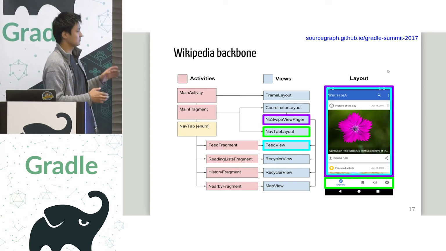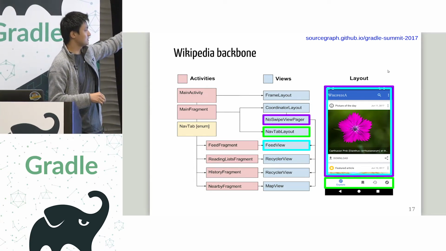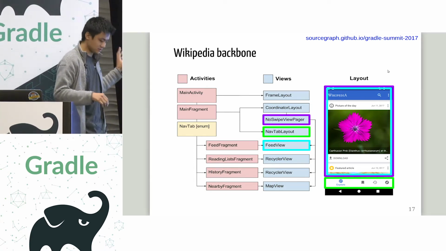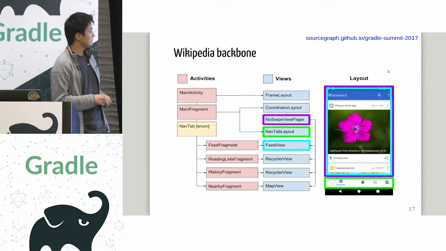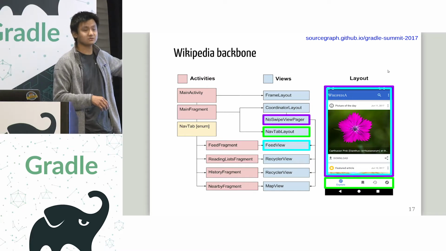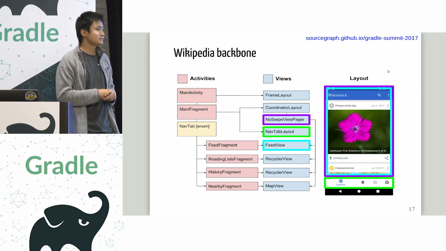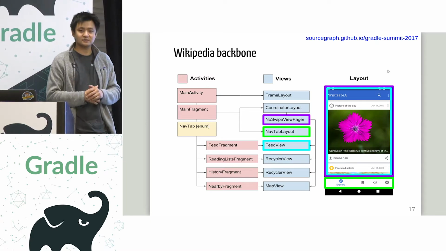All right, so that was the product overview of the app. Here's the code level view of the architecture. I've split things up in terms of activities and views, and I've omitted all the other classes just to keep things simple. This is the backbone of the application. The code base itself is quite large. It's got about 750 Java files, and I think it's around 70 or 80,000 lines of code.